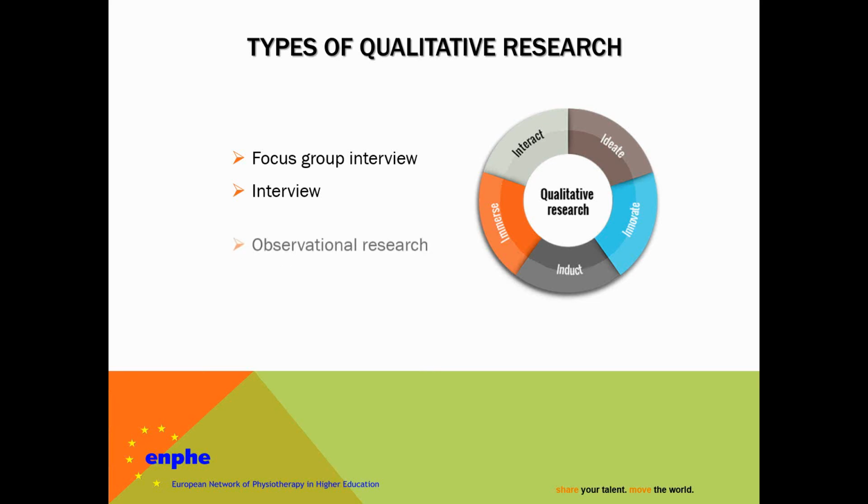The third type is an observational research, where individuals are observed without being influenced. For example, if you would like to know more about running techniques, you would observe people performing various running activities and write down your conclusions based on what you saw.